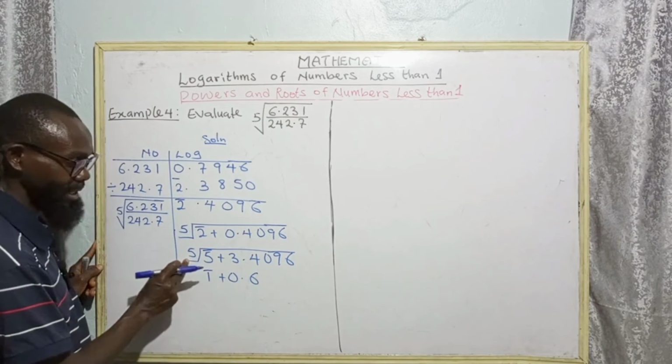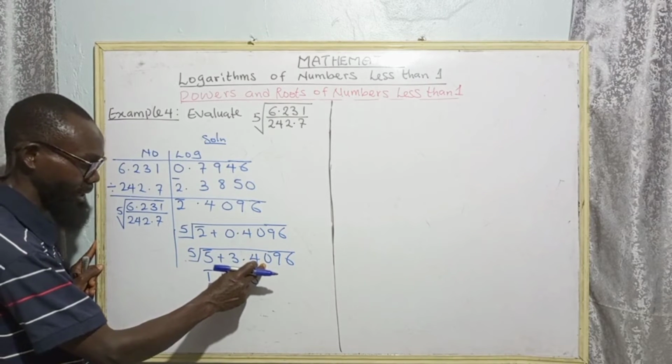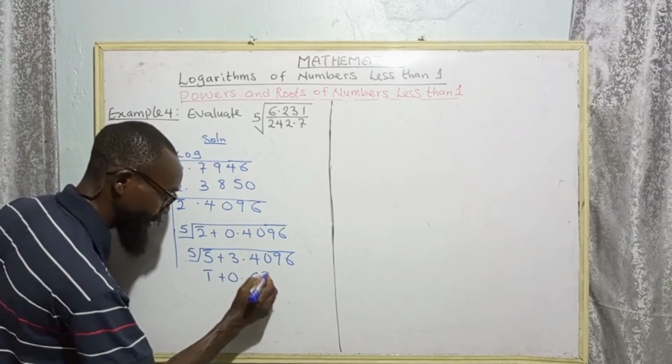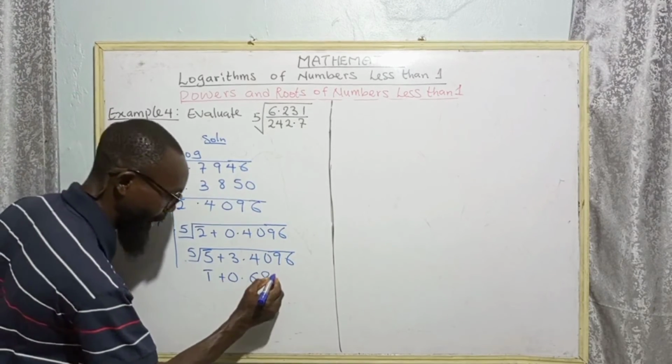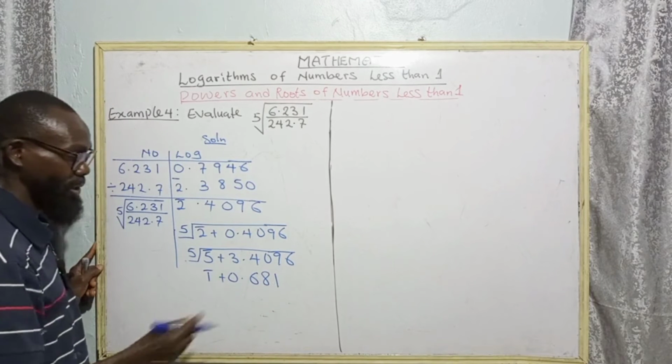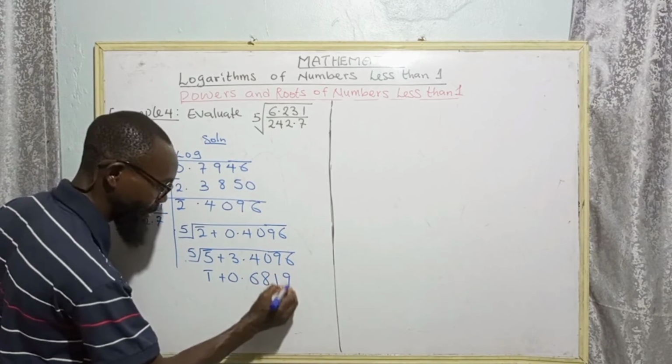5 goes in 34. I have 6. 6 times 5 is 30. Remember 4. Put the 4 here making 40. 5 goes in 40. I have 8. So 8 times 5 is 40. 5 goes in 9. I have 1. Remember 4. 5 goes in 46. I have 9. That is 45.